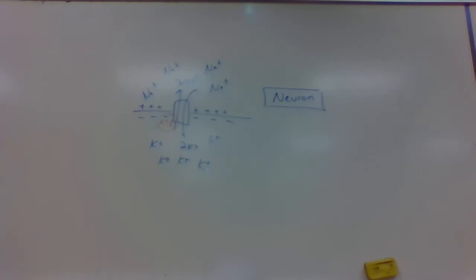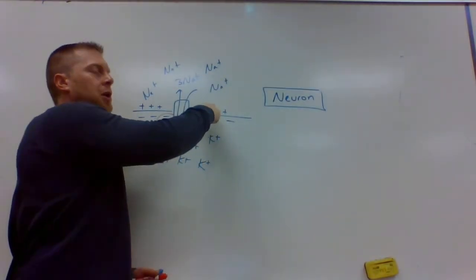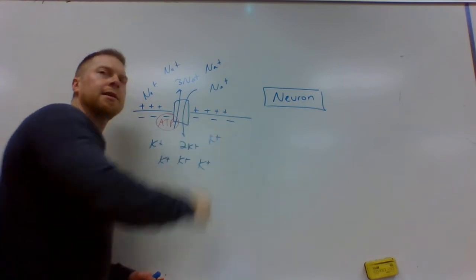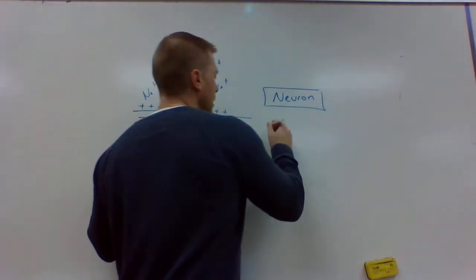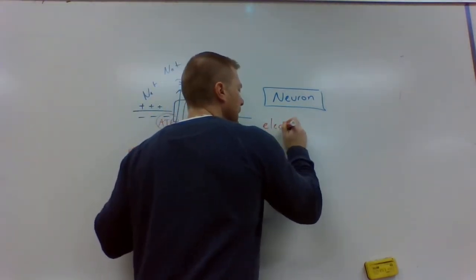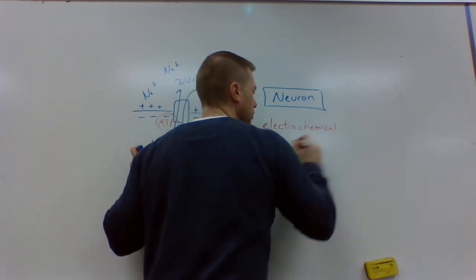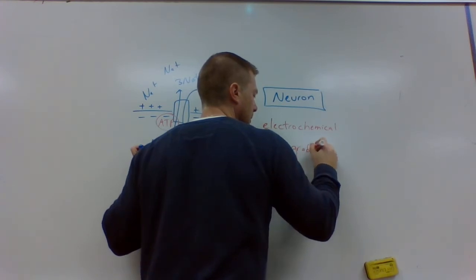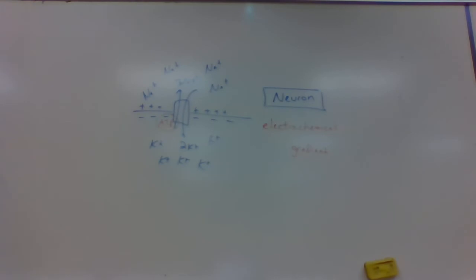The sodium being pumped out and the potassium being pumped in creates a positive charge on the outside, and a negative charge on the inside. We give this a name. We call it an electrochemical gradient. It's called an electrochemical gradient. It's found within the nervous system.